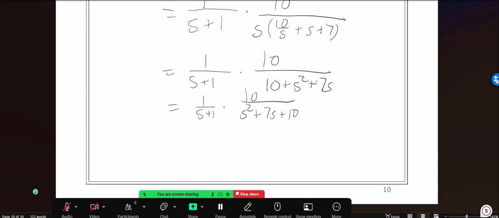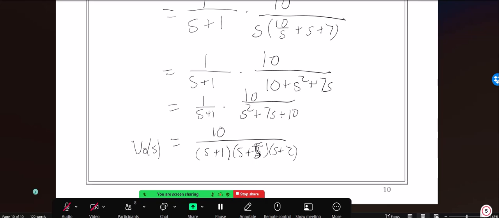If that S squared had a coefficient, you would need to factor it out. You want your factors to all be starting with S. So then when I factor this, I get 10 over S plus 1 times S plus 5 times S plus 2. So that's V naught of S. So that's my voltage in the S domain.